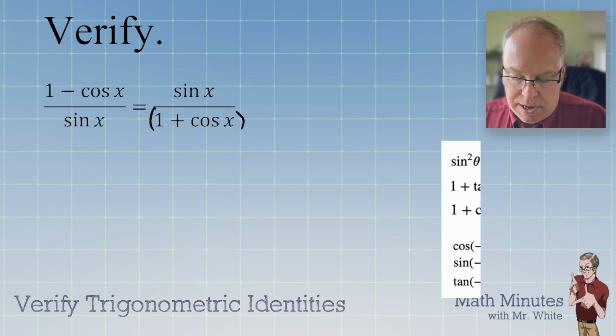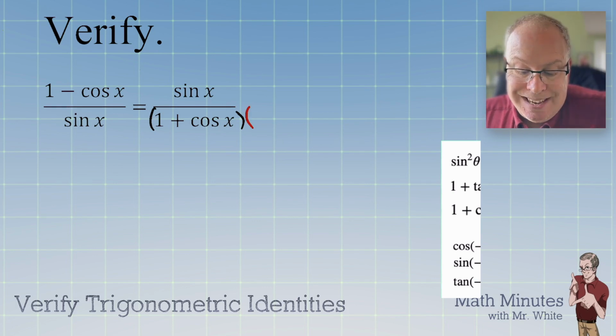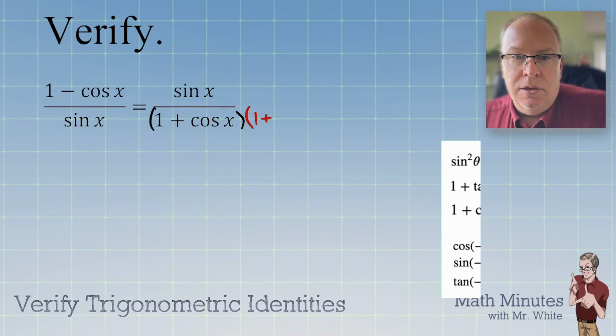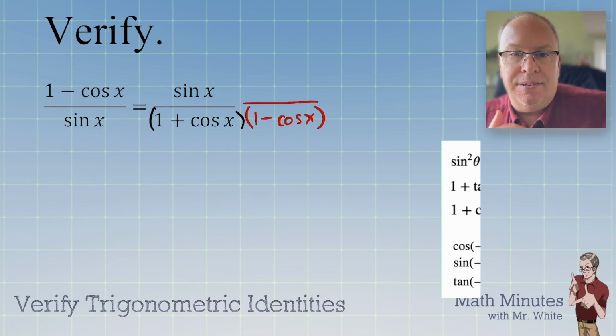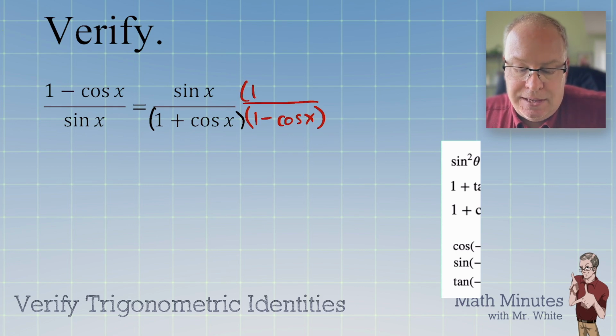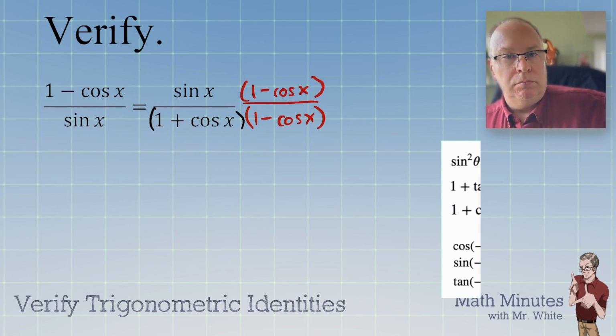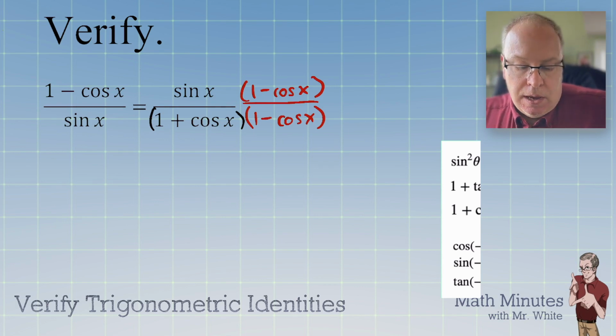I'm going to multiply by something divided by itself, and I'm going to use the conjugate. The word conjugate means you change the sign. So instead of 1 plus, it's going to be 1 minus cosine x. But remember, I'm multiplying by something over itself, so I have to put the exact same thing on the top. Okay.